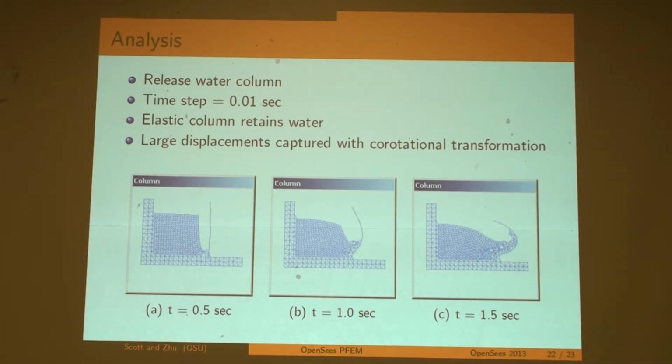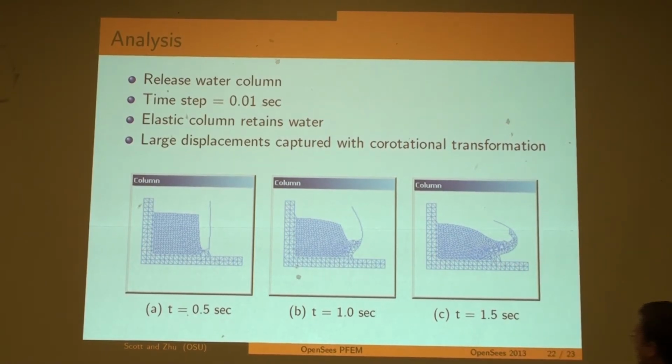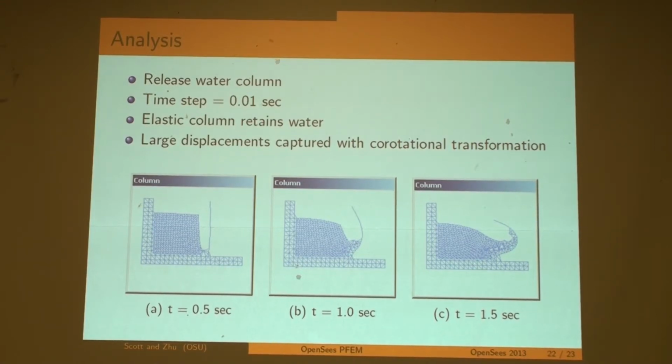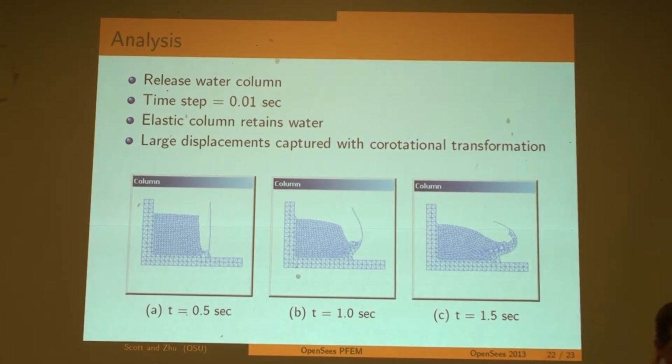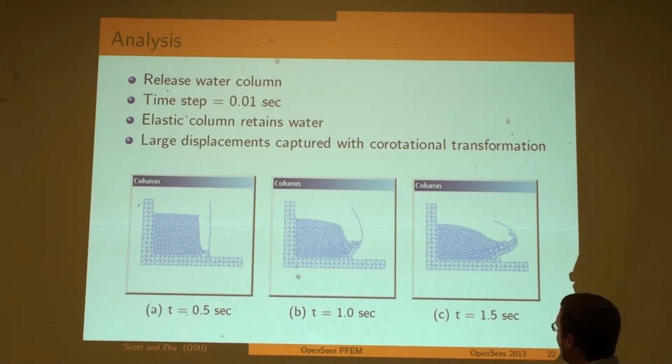Academic sort of example here. But this point is moving down. It's getting some large displacements there. But with very short elements with the co-rotational transformation, you can track that kind of behavior. But the structure is holding the water back, right? So it's doing what it's supposed to do. Okay. If we have another example I can show after.